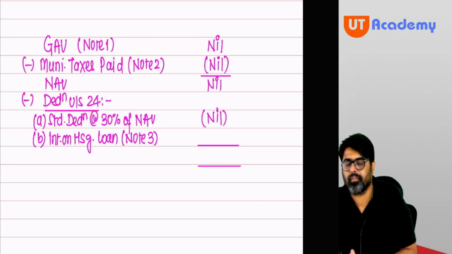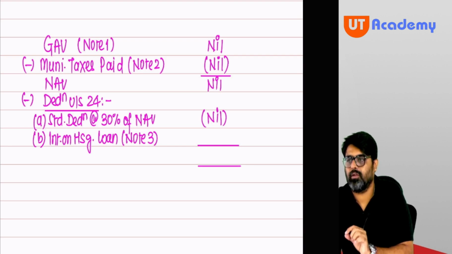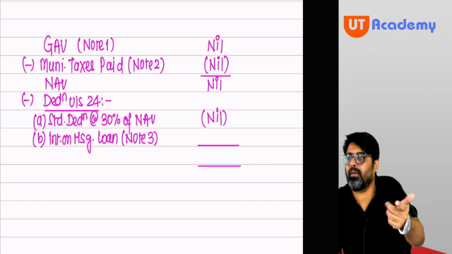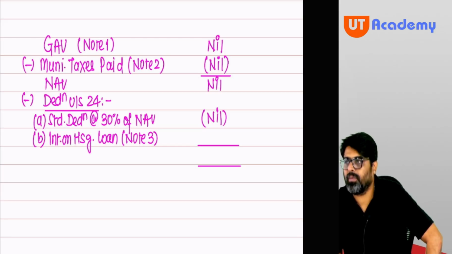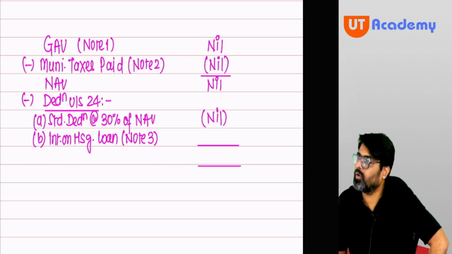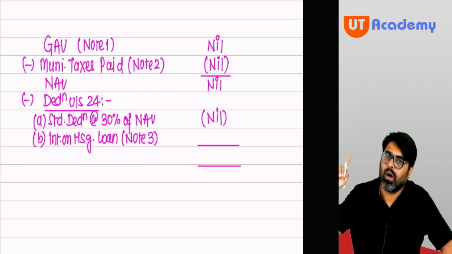Full stop. Hence, municipal tax paid by Purna for her SOP at Bangalore is ignored. Done. So why have you ignored the municipal tax, and how is the GAV coming nil?